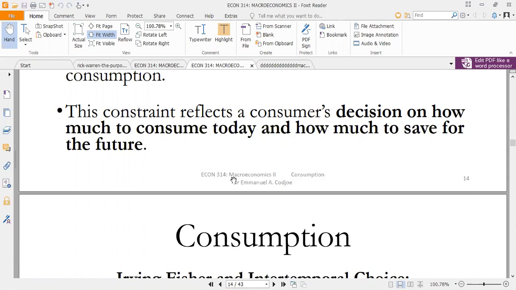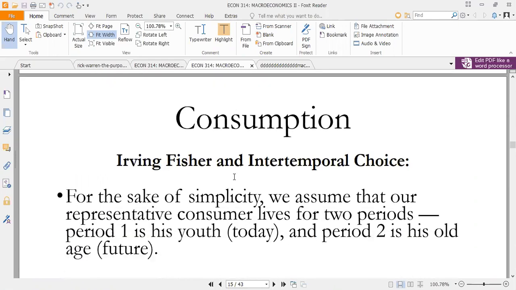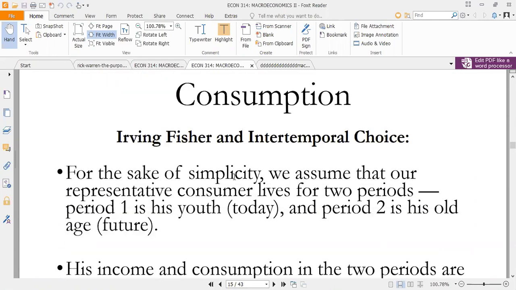Please, if you have a question, let me know. Okay. We are now coming to look at the mathematical representation of the theorem. All right, so for easy analysis, we just assume that this person is living for only 2 periods.